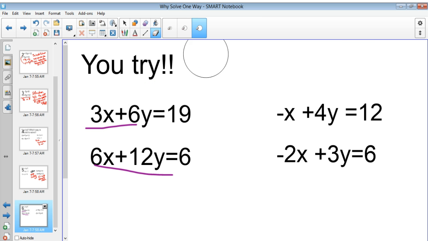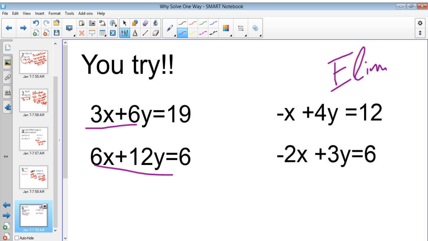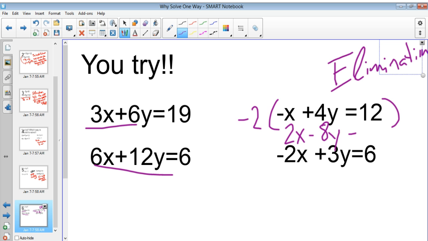And then lastly, this one I would also say elimination, because if I were to take the top equation and multiply it by -2, I would end up being able to get rid of my x's very easily and solve for the y's. So I'd get -5y equals -18. And probably most of these don't have pretty answers, but it kind of gives you a look into why you're going to solve one way or another.